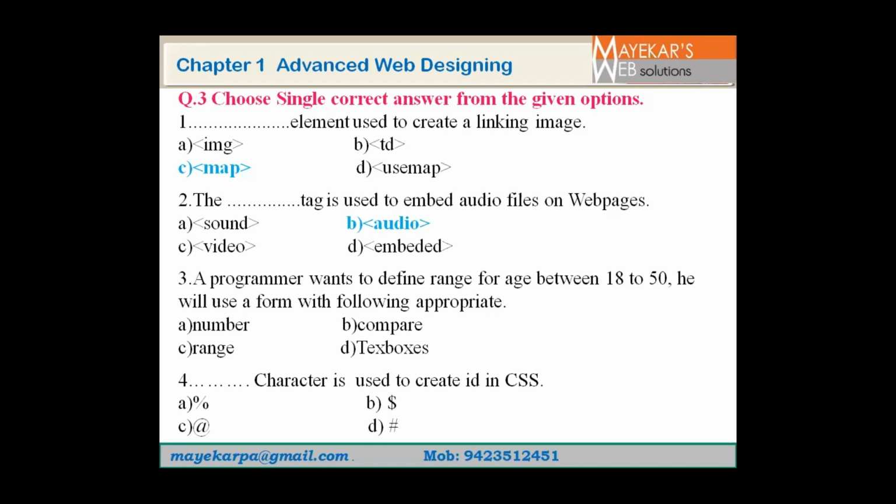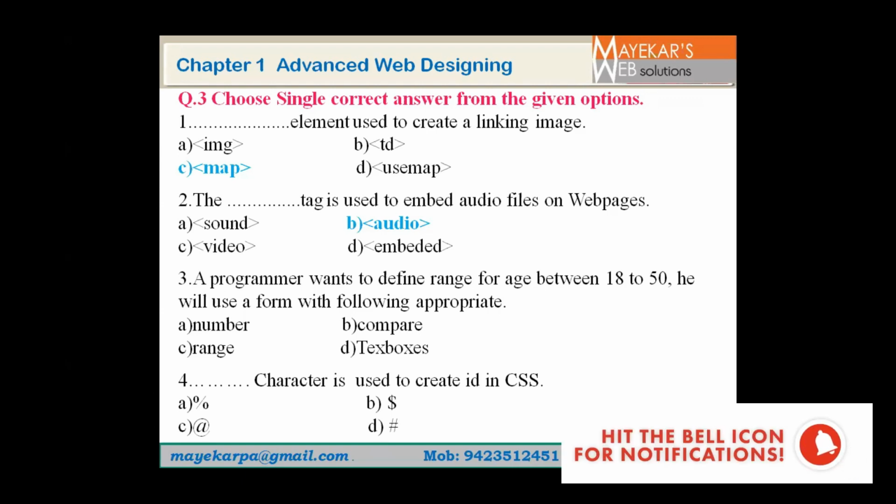Now the next is question number 3. A programmer wants to define a range for age between 18 to 50. He will use a form with the following appropriate. Question number 3 is asked regarding an age range between 18 to 50. While studying the input tag, we studied input type equal to range, and in that range we were specifying a range from a lower limit to a higher limit.